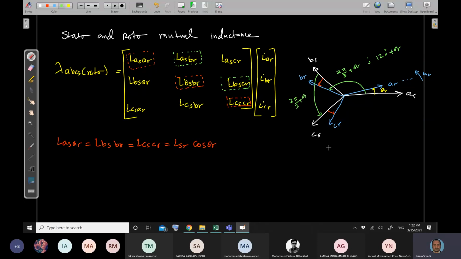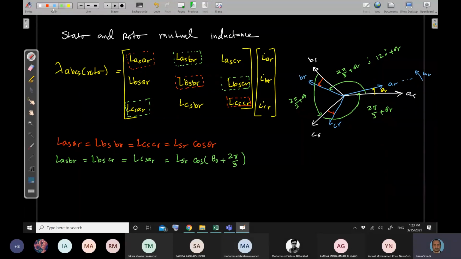And what about CS AR? The same thing, yeah, 2 pi over 3 plus theta R. Correct? So simply this means that LAS BR will equal LBS CR, which will equal LCS AR, which will equal the mutual inductance between the rotor and stator. The maximum value is LSR, then I project it by the cosine of the angle, which is theta R plus 2 pi over 3.